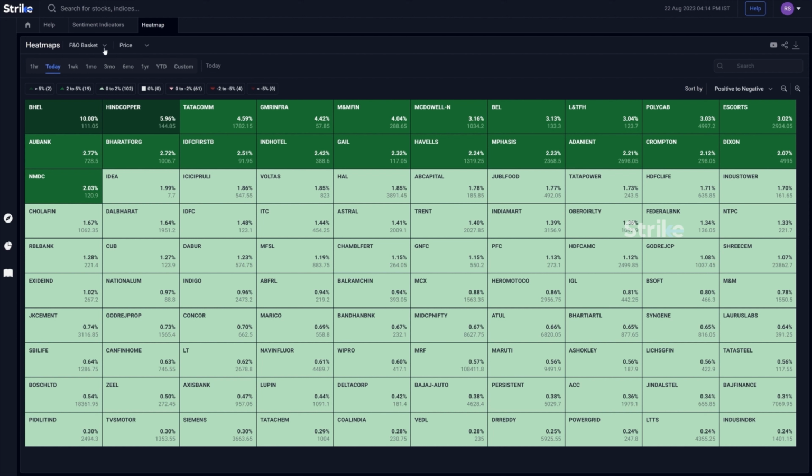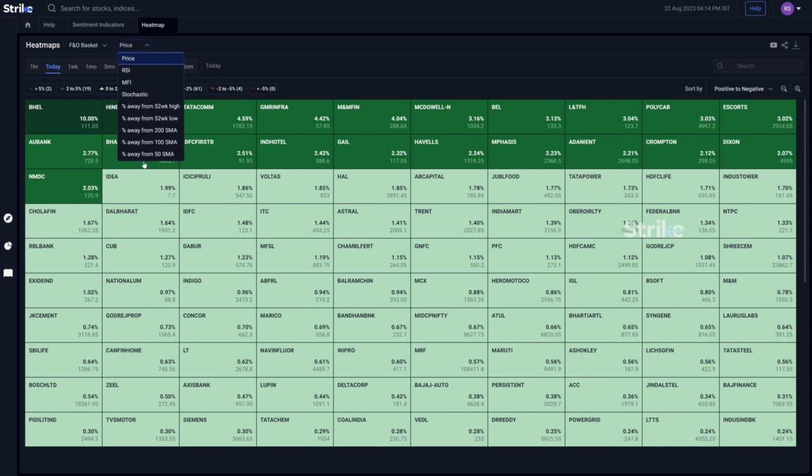The FNO basket means all the futures and option stocks, 150 to 200 usually. That list keeps changing every month, but it's a specialized list where derivative trading is being permitted, and you want to know the performance of that particular list. Then you simply choose the FNO basket.